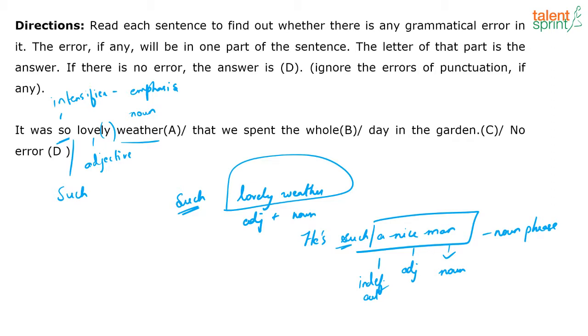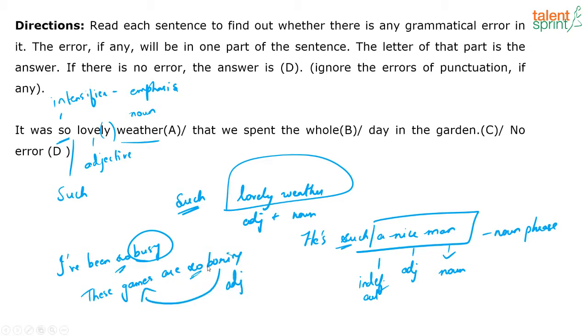But at the same time, you also need to understand, this is when we are talking about a noun phrase, okay? But of course, you can use so to emphasize an adjective. For example, I've been so busy. So in this context, there's no noun phrase as such. I'm just adding so to emphasize this busyness, which is the adjective, describing something that I am. I've been so busy. Or these games are so boring. So boring is my adjective describing the games. I'm still using so here to intensify.